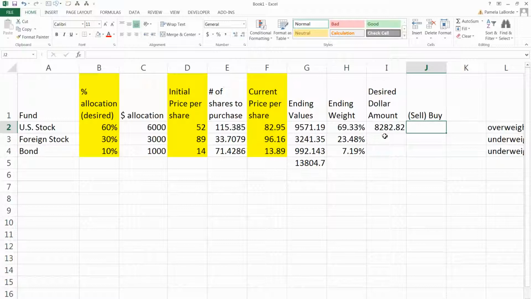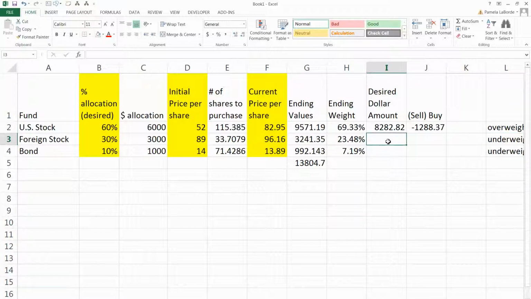So for the US stocks, I currently have 8,282.82 in it. No, sorry, I said that backwards. I desire to have $8,282 in it, but I have $9,571.19 in it. So take what I want, subtract what I've got. That tells me how much I need to buy or sell. Because it's negative, that means I need to sell, which also meshes with the idea that we were overweight in the US stock fund.